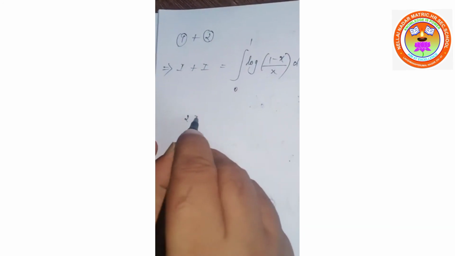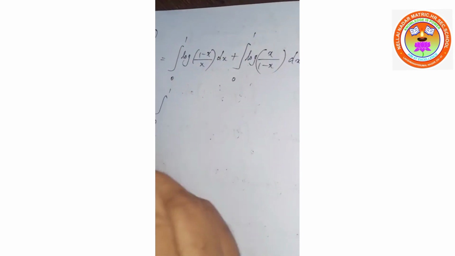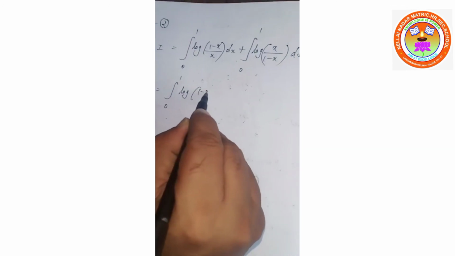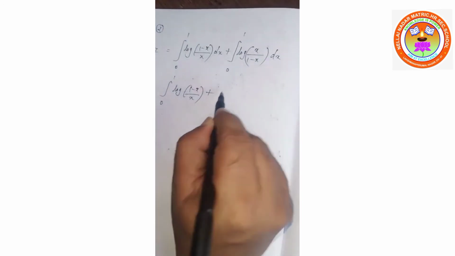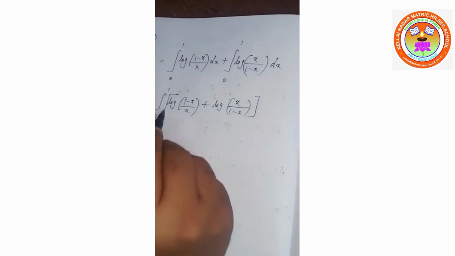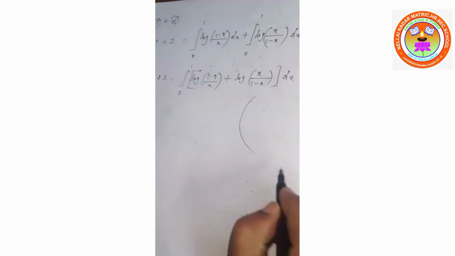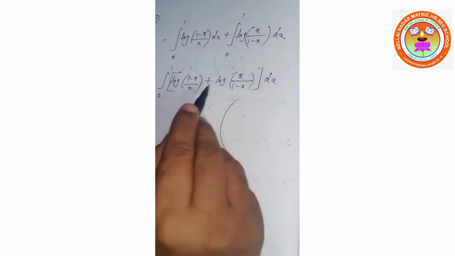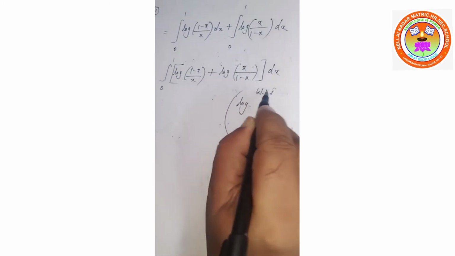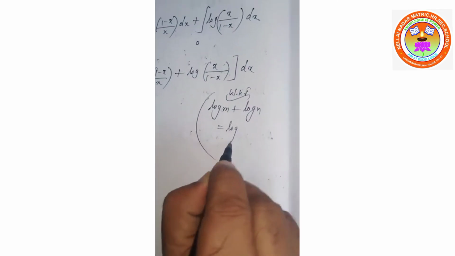I plus I, that is 2I, equals, with the same limits 0 to 1, we can add log of (1 minus x) by x plus log of x by (1 minus x), with common dx. What form is it? Log m plus log n. We know that log m plus log n equals log of m into n.